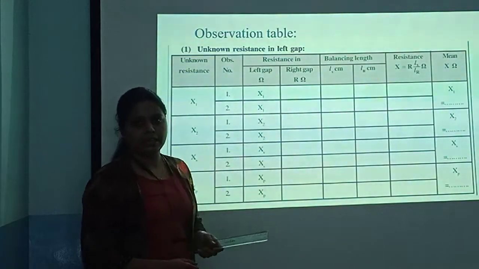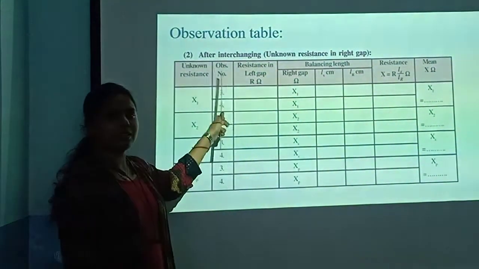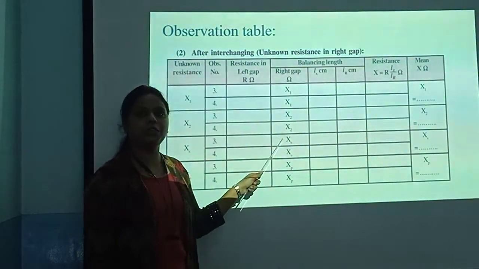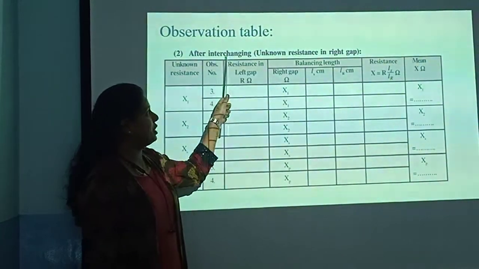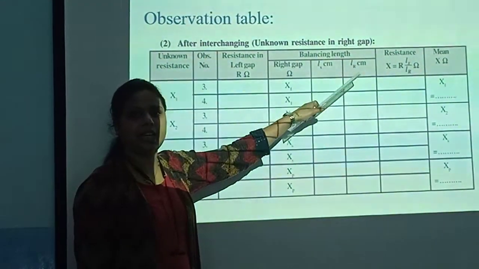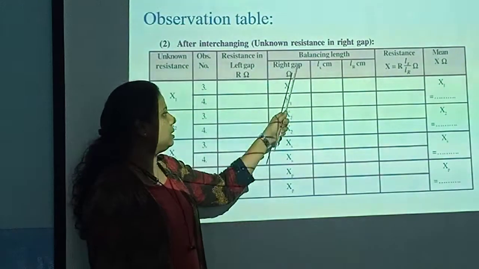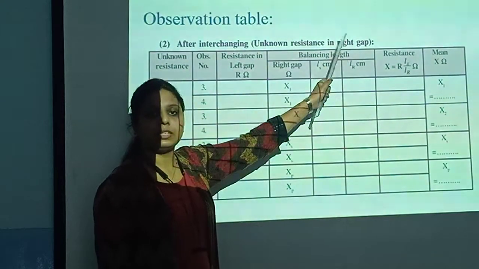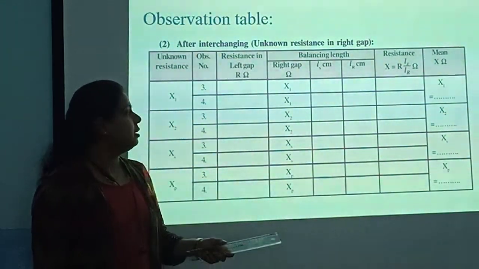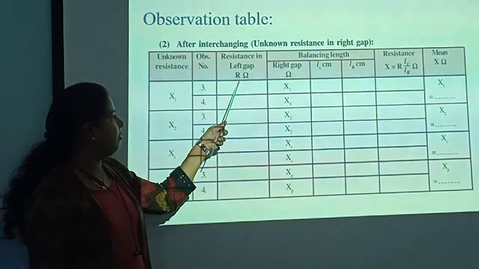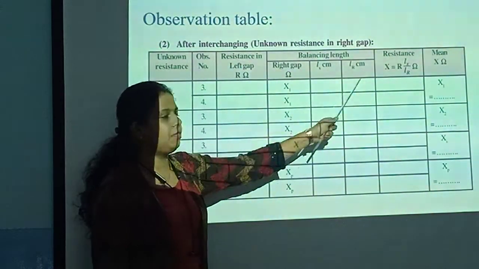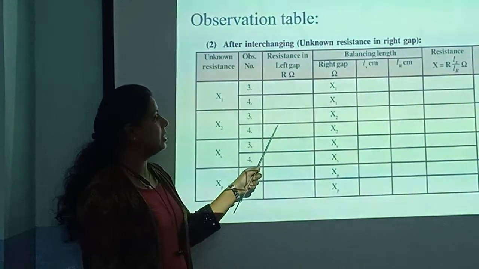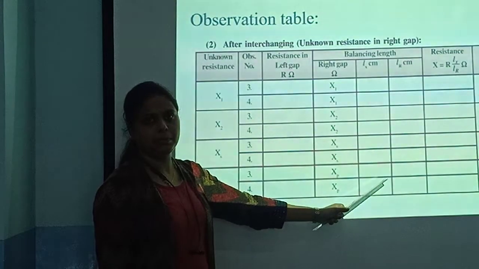Now, secondly, this is another table, the same but after interchanging. Same procedure we will follow, but with the interchanging. It means now we will play with the right gap. We will connect this X1, X2, series combination, parallel combination in the right gap. Now the resistance will be in the left gap. So in the left gap we will put the 5 ohm resistance, find Lx, find Lr. In the next step again 5 ohm resistance, 10 ohm resistance. This is how we will complete this table.